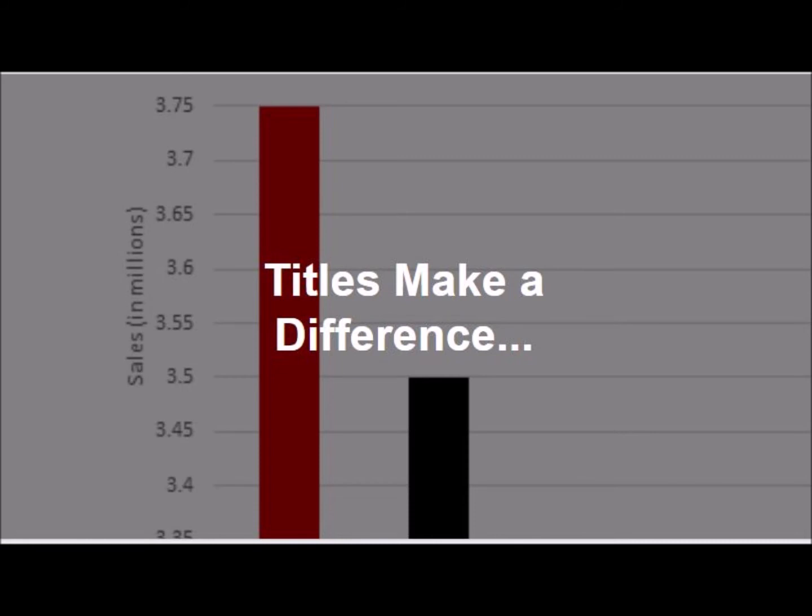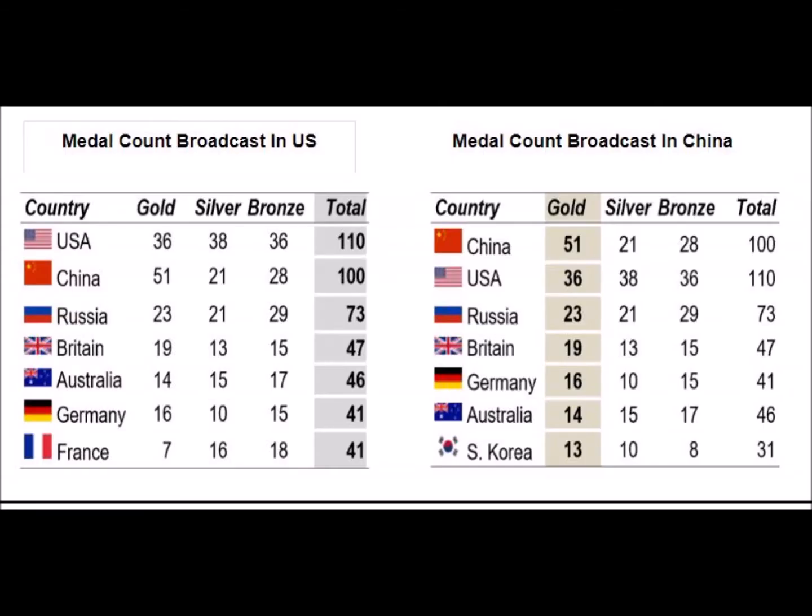Take, for example, the two tables below. One was broadcast on American news networks during the 2016 Olympics to report how well the USA was doing in the overall medal count. The other was broadcast all over China to demonstrate how many more gold medals China was winning compared to other countries. The data is the same, but the simple change in how it is organized makes a big difference in how it's understood by your reader.